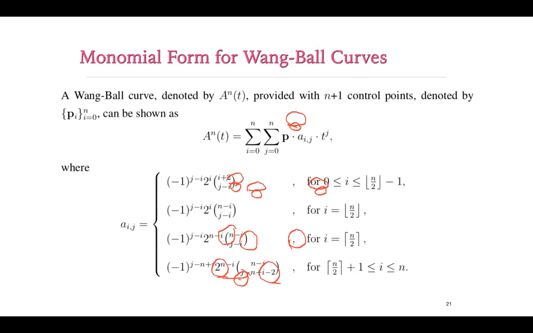Okay, here is the monomial matrix form for Wang-Ball curve. There are only four lines of code. Very easy.